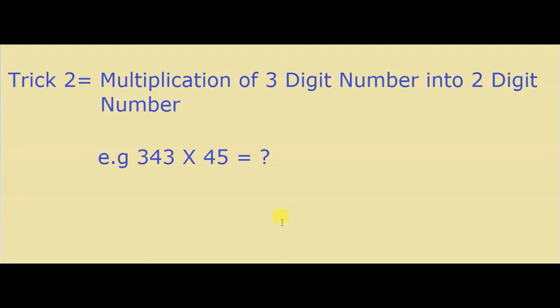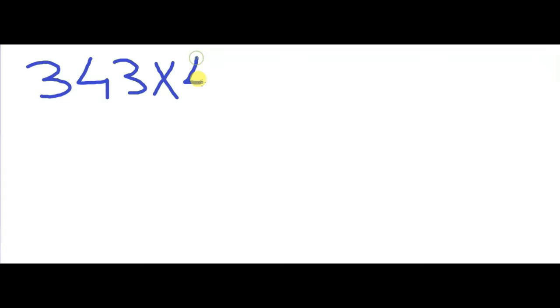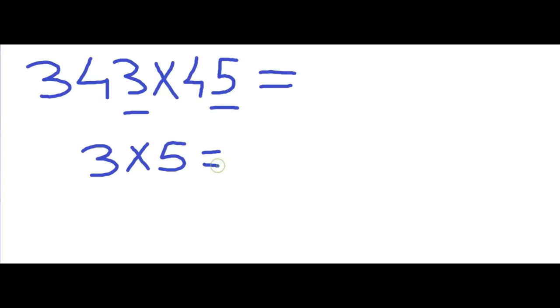Let's start with the example of 343 multiply by 45. So in the first step we will multiply the numbers at the unit digit, means multiplication of 3 into 5. So 3 into 5 is 15. We will write this 5 in the answer and take this 1 as a carry for the next step. So move to the next step.